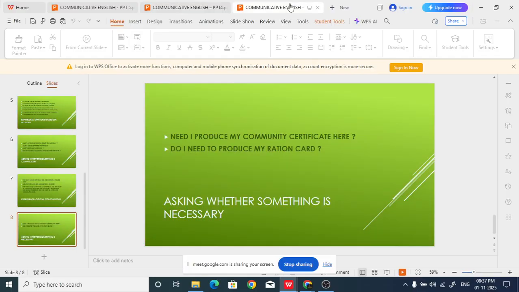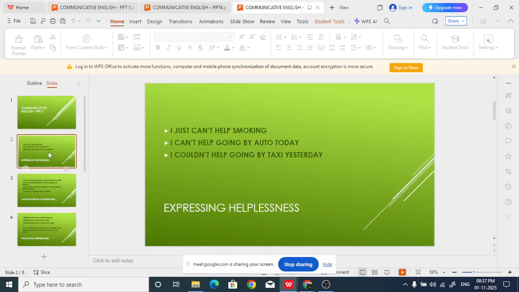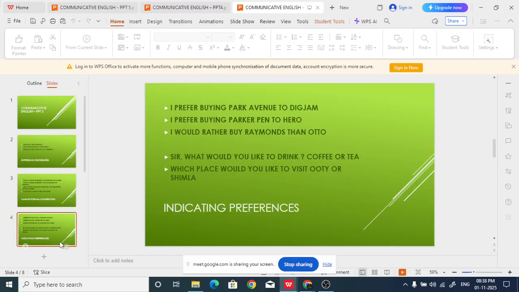So let's go to the other one. Here, what did we learn? Expressing helplessness. So we can say, I can't help or I could not help. You can use that. Then next is making formal suggestions: I think it would be better. This will be a very useful thing for you. I think it would be better that we go to this movie instead of the other movie. Then indicating preference. I prefer coffee to tea. I prefer Bournvita to Horlicks. So that's indicating preferences.